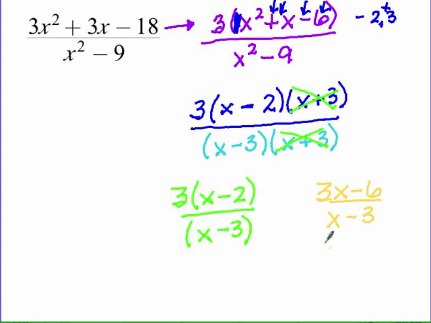Do you see what's different between the two? Yeah, distributed the 3. So that could be another thing you could try, because sometimes they might manipulate the answers a little bit. So you just kind of have to be aware of that.